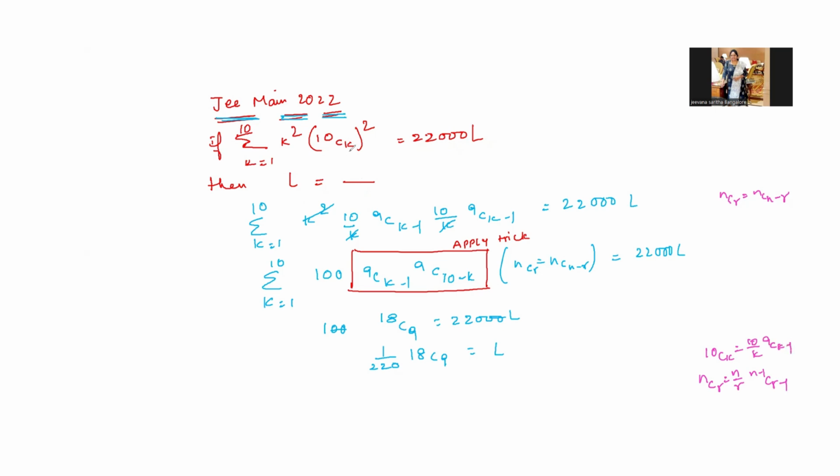Since we have 10Ck whole squared here, we split that into 10Ck times 10Ck and applied that property. Then we arrived at a combination where we have a product of two binomial coefficients with the base fixed. The base fixed is 9. So according to the trick we learned, the sum of the numbers is 18 and the base is fixed as 9. So 100 times 18C9 is equal to 22,000 L. On simplifying it further, you get the value of L.